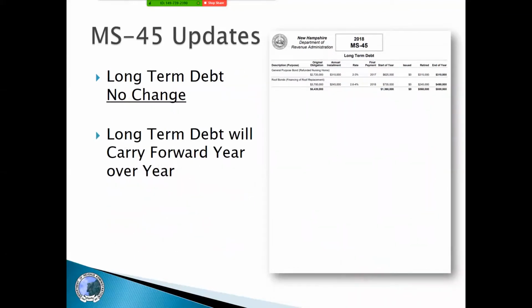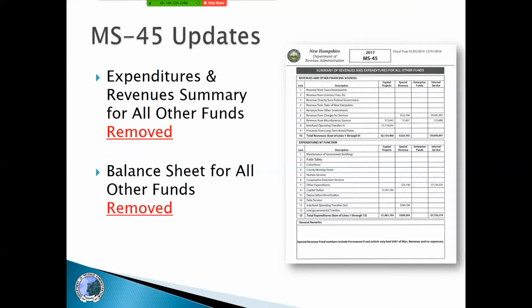The long-term debt schedule, no change here. This is all the same fields that you're used to. We did add a feature which you will not get to use this year, but will be beneficial next year: all of your long-term debt will roll forward to the next year. So you won't have to re-enter all of your long-term debt items. They will appear for you already. One of the biggest changes at the end of the MS-45: there used to be a completely separate section for expenditures and revenue summary for all other funds and a corresponding balance sheet. Both of those sections have been removed as they were not used for anything, due to changing business practices.